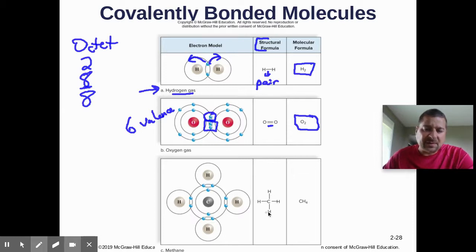Down here is methane, one of the most basic kind of carbon compounds, and a lot of stuff next chapter we talk about will look similar to this, and we'll build off of this. A carbon has 4 valence electrons, and it needs 8. So it has kind of 4 empty spots.